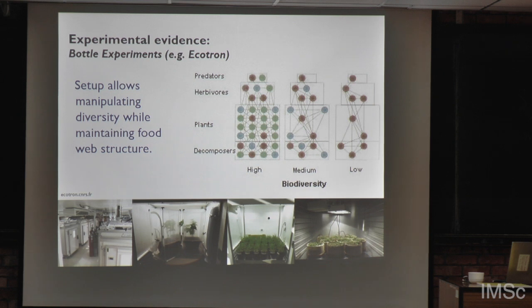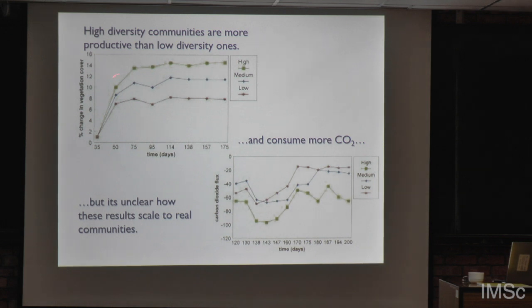But occasionally they would succeed, and they would collect data from that, and that seemed to suggest again that higher diversity communities are more productive than low diversity ones. Here they are showing, for example, the percentage change in the vegetation cover as a function of time, with three curves corresponding to high diversity, medium diversity and low diversity. You notice that after some initial transients, the high diversity model ecologies seem to settle at a higher percentage change in vegetation cover compared to the lower diversity ones.